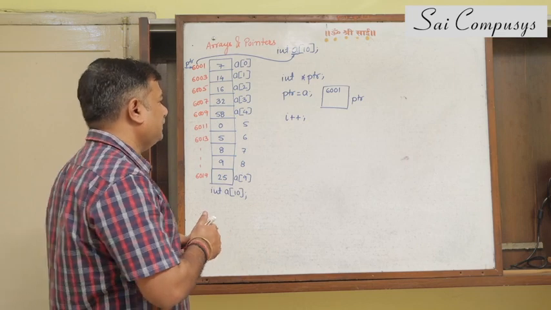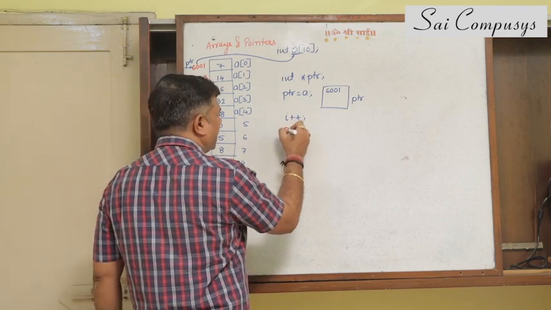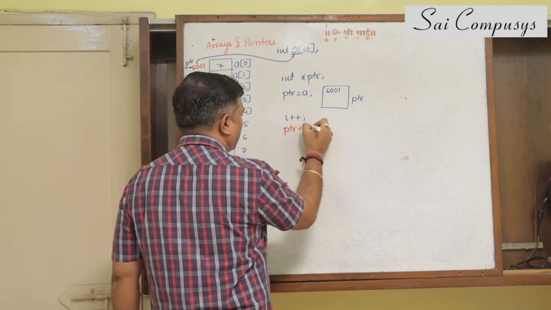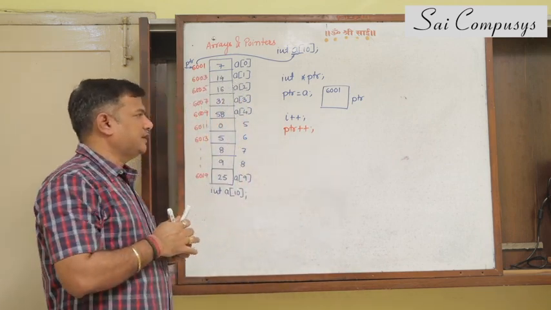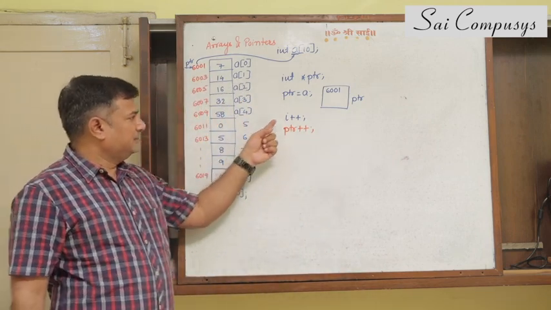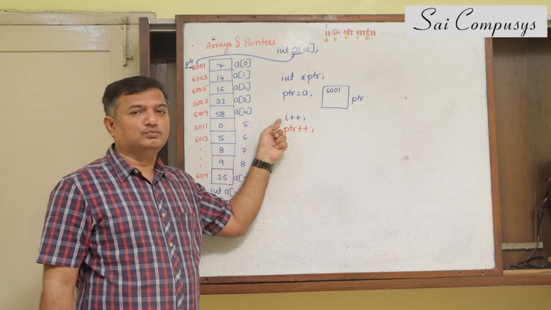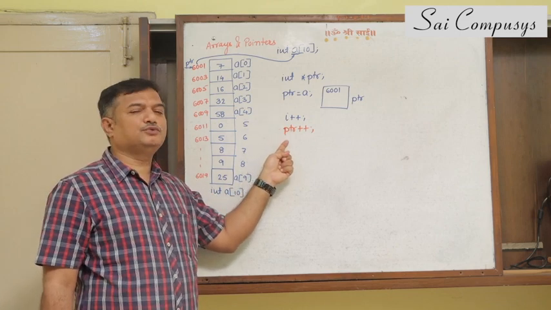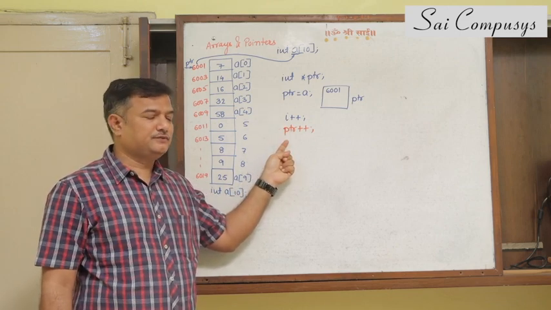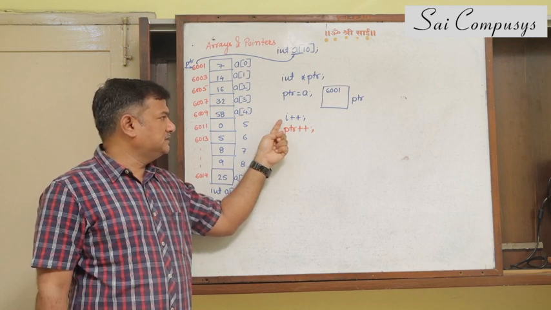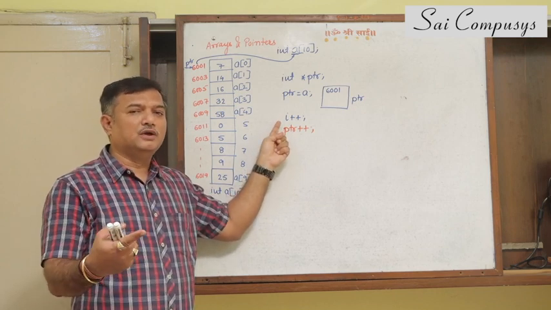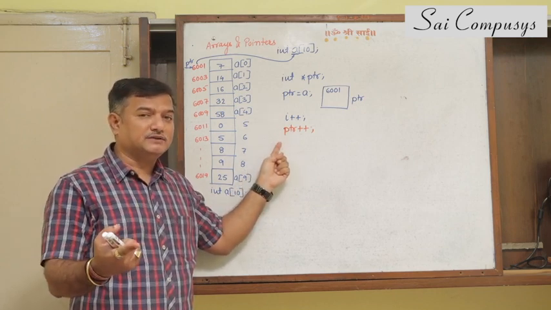But if I use ptr++ instead of i++, things change. This takes you to the next value. This takes you to the next address. See the difference? This takes you to the next value. This takes you to the next address.